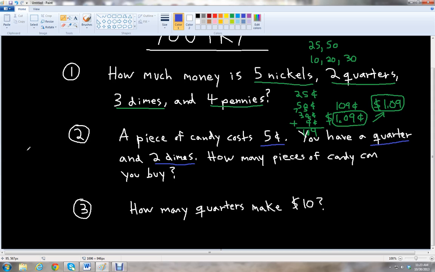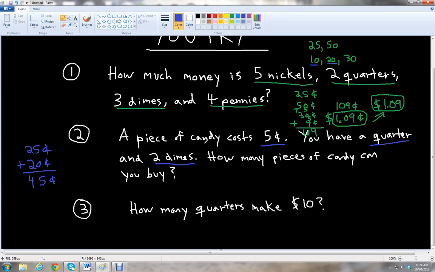So a quarter we know is, sorry, that's a dollar sign. You need to do 25 cents. And then we know 2 dimes is 10 and 20, so that's 20 cents. So we just add these together. So 5 plus 0 is 5, 2 plus 2 is 4. So we have 45 cents.